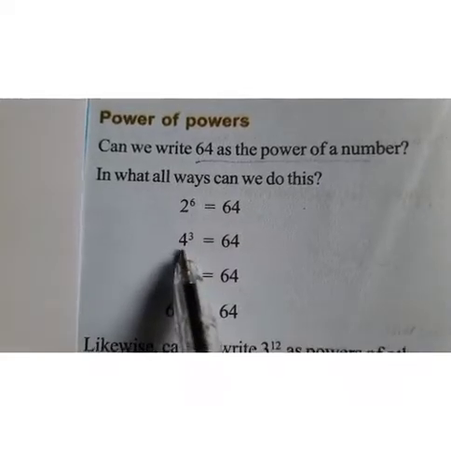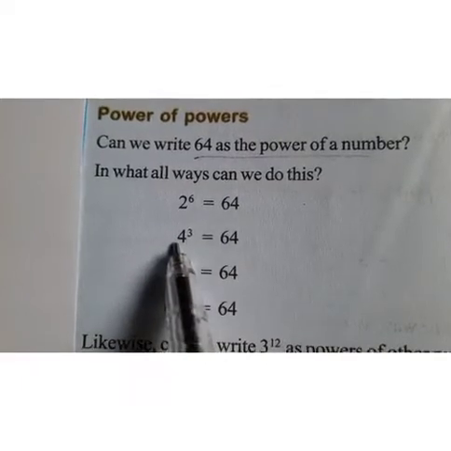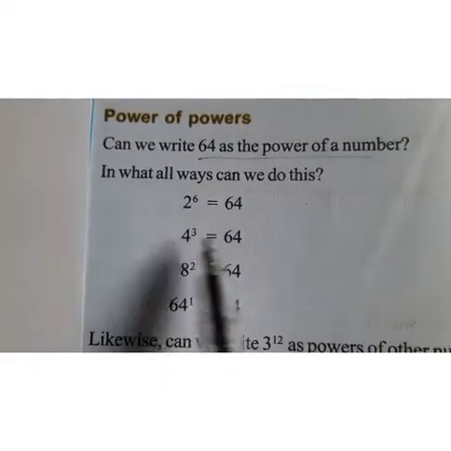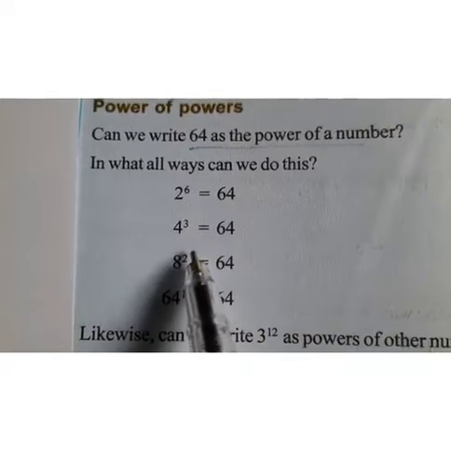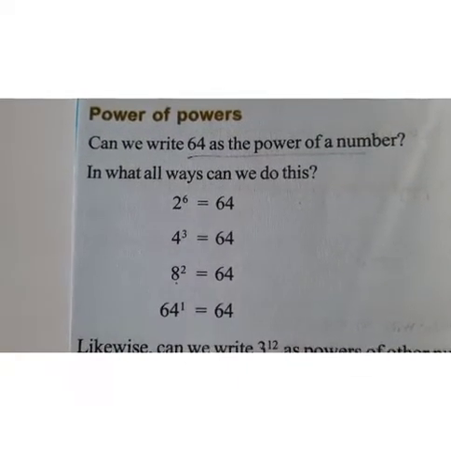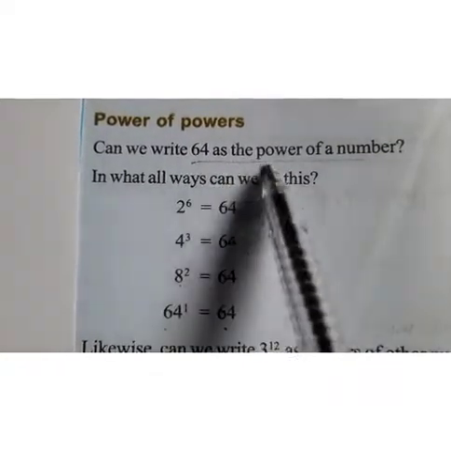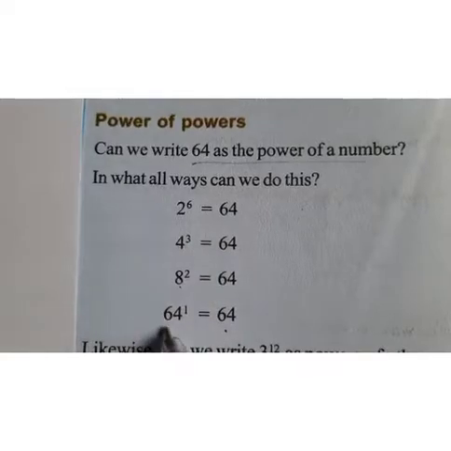Instead of 2, if we take 4, 4 should be multiplied 3 times. 4 into 4 into 4, we will get 64. 4 into 4 is 16, 16 into 4 is 64. Otherwise, if you take 8, 8 into 8 is 64. Or 64 into 1 is 64. So if you write 64 as a power of numbers, we will get different values like this.